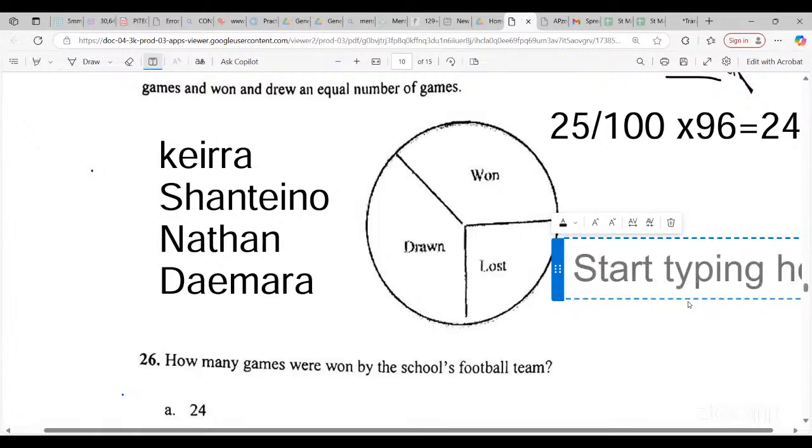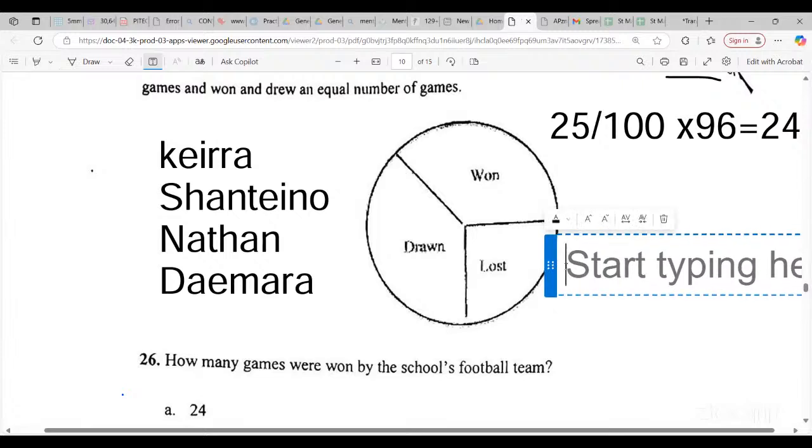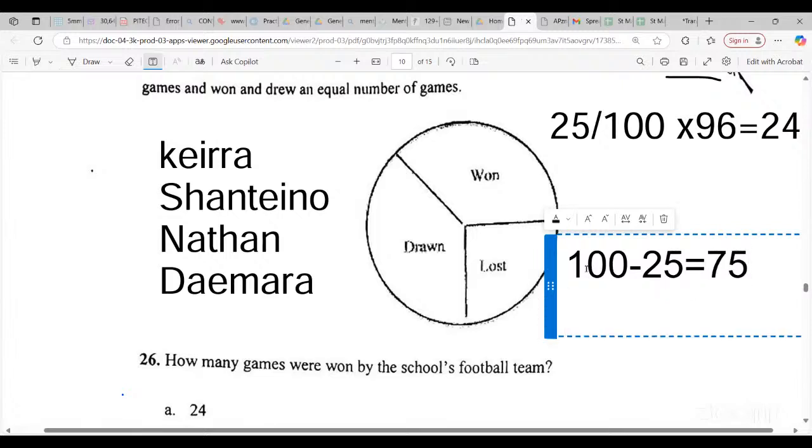Damara, you're back? Yes, sir. All right, go ahead. I was saying, sir, that after I took away the 25 from the 100, I got 75. I started to add numbers to get to 100, and then I got 75 for the one. So my answer is D.